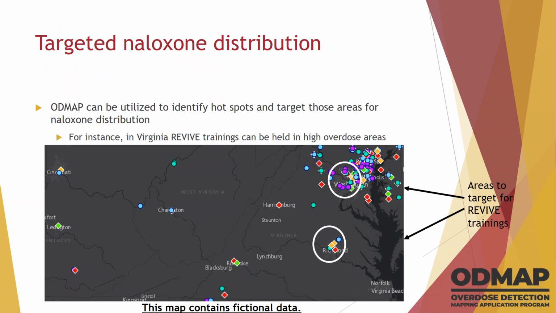Finally, the other component that's important is targeted naloxone distribution or targeted harm reduction. ODMAP can be used to identify hotspots, so areas where there are a lot of overdoses occurring. So for instance, in Virginia, their naloxone trainings are called Revive trainings. And these can really be targeted to areas where you see a high volume of overdoses. Again, this is just some fictional data here, but this gives some suggestions of areas where you may want to target to do a Revive training. Maybe you have a needle exchange van and you want to know where to send it. Looking through ODMAP can give you this information.